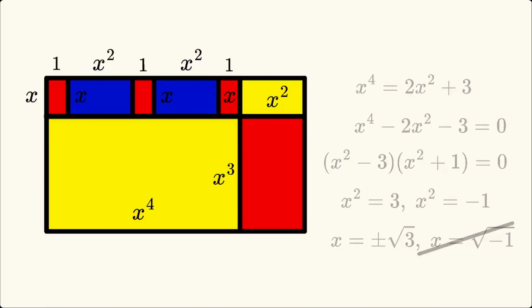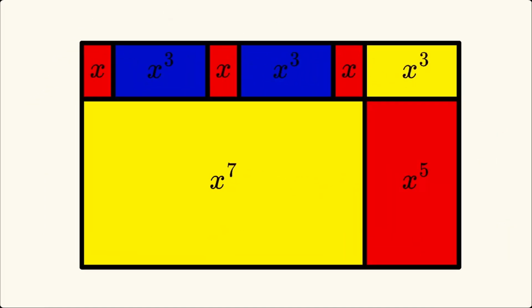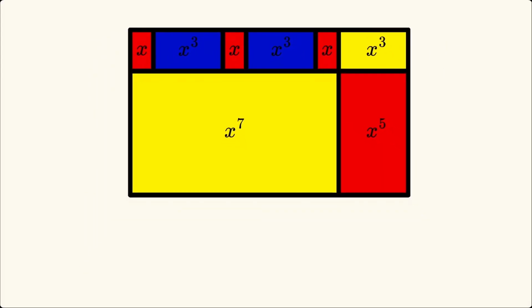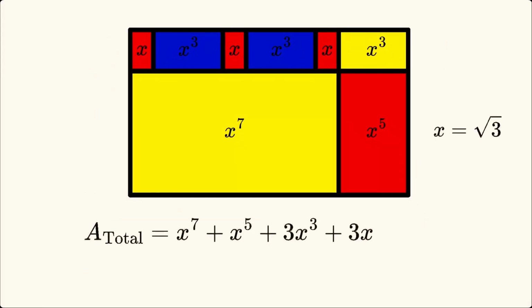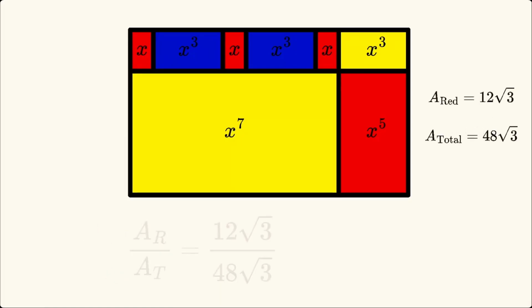Now we can find the areas of the rectangles in terms of x. Adding the areas of all the rectangles together gives us 48 times the square root of 3. And adding the areas of all the red rectangles gives us 12 times the square root of 3. This means that the fraction of the design that is red is 1/4.